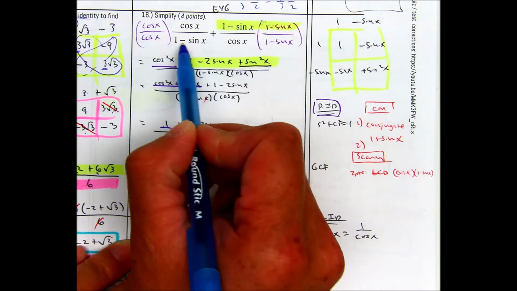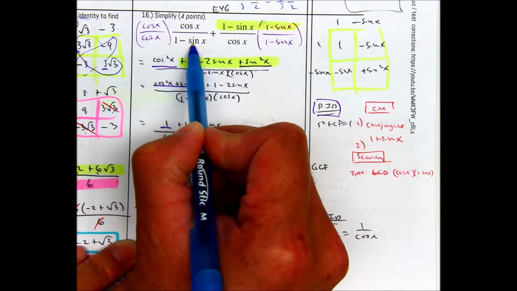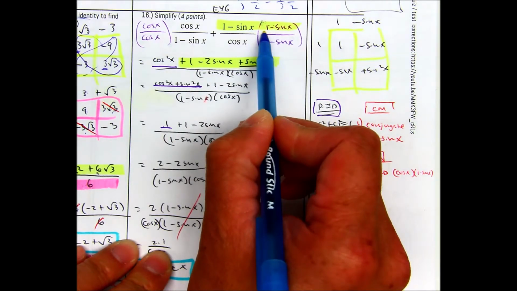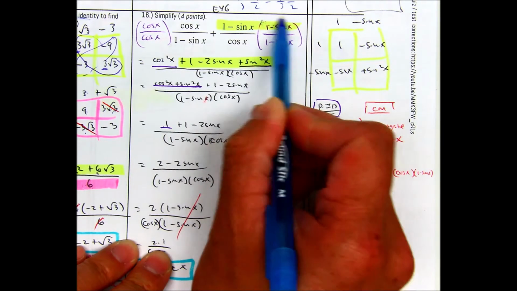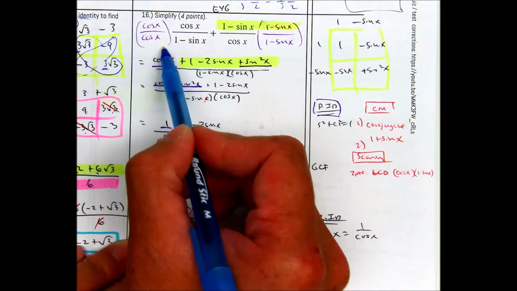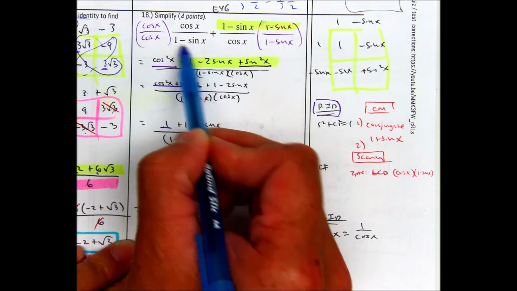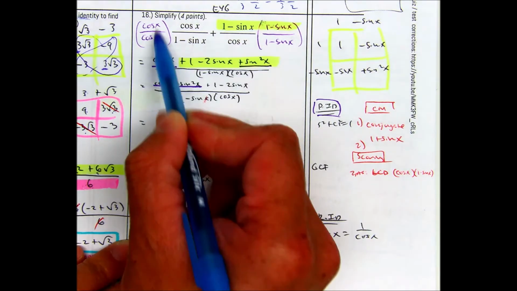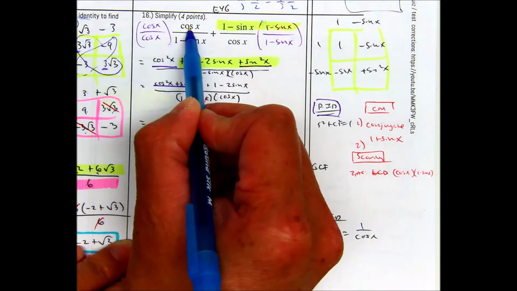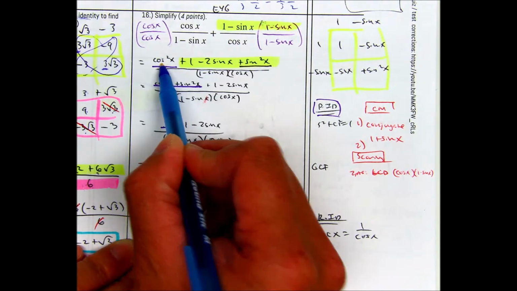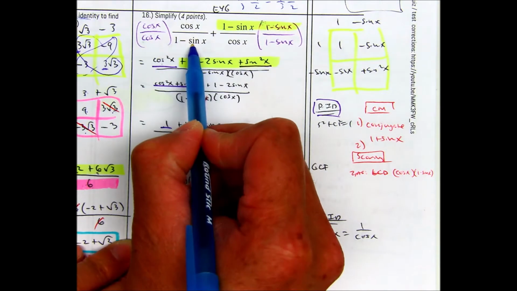This side has 1 minus sine of x. This one does not. So you multiply by 1 minus sine x over 1 minus sine x. You're multiplying by 1. This side I'm also multiplying by 1, but this side is missing a cosine. Cosine over cosine. Cosine of x times cosine of x gives me cosine squared x. Cosine of x times 1 minus sine of x, I don't need to distribute.